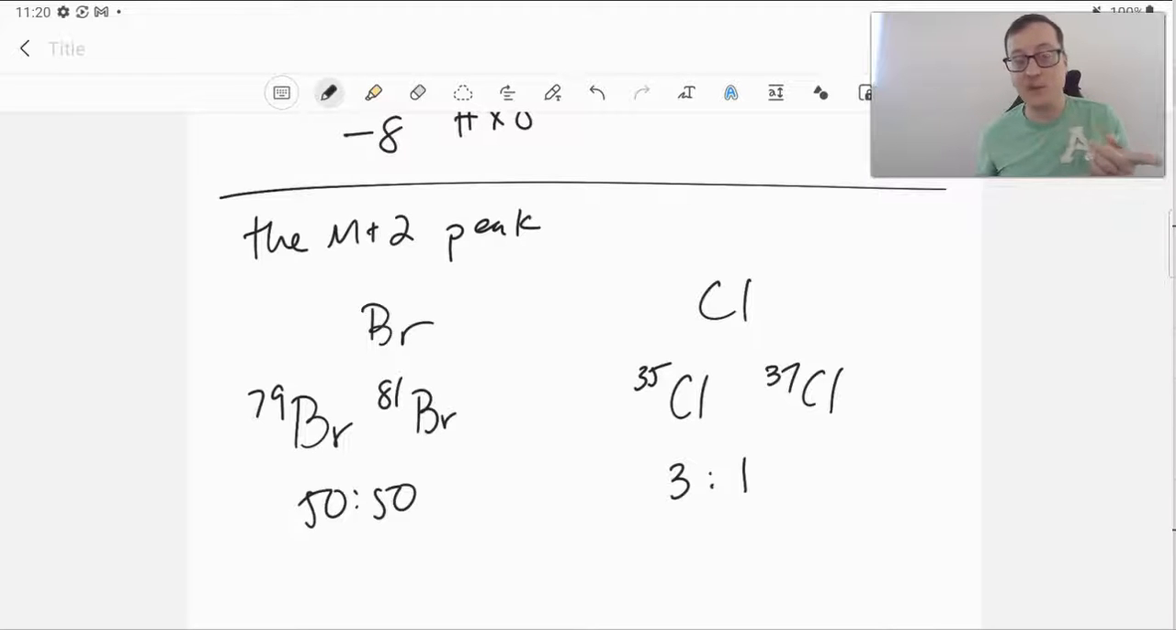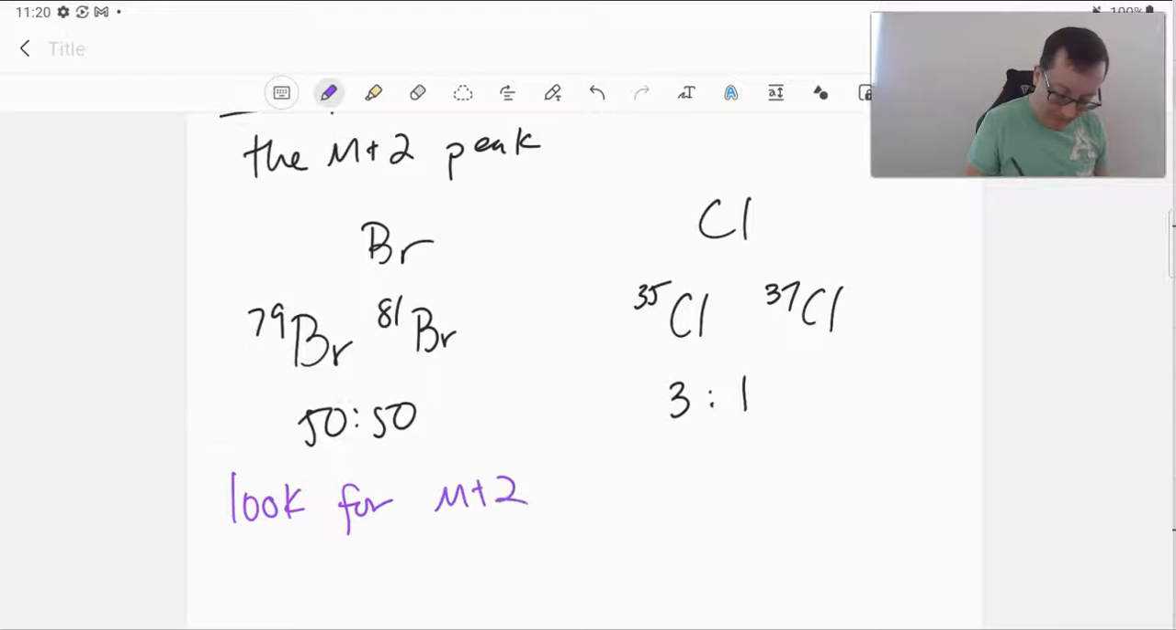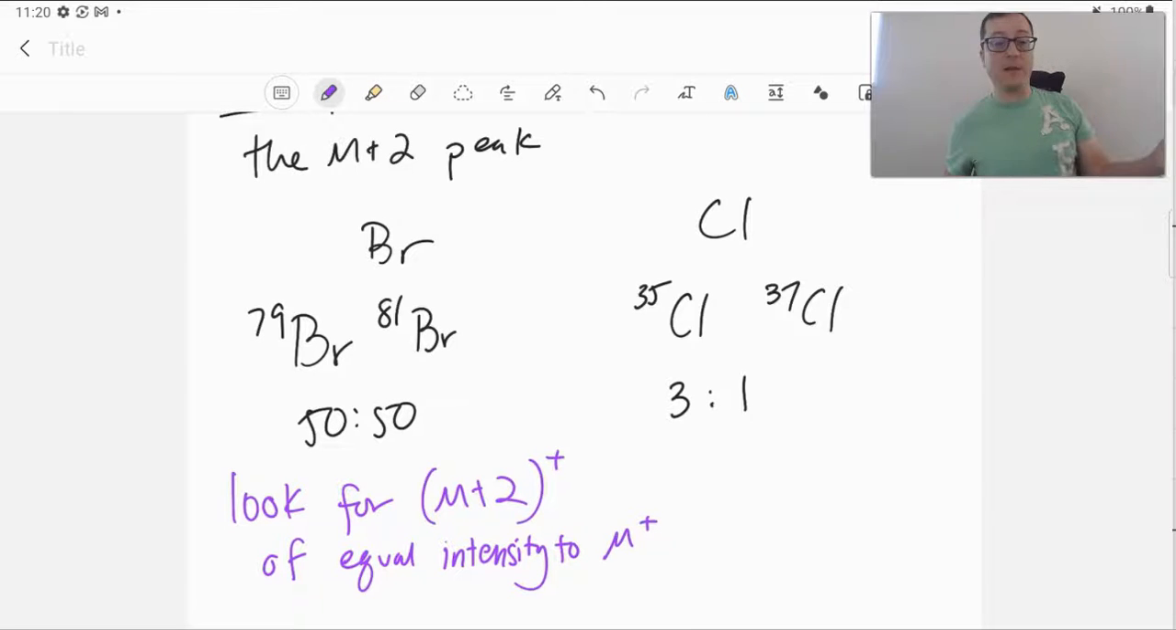So, a mass spectrum of a compound containing bromine should have an m+2 peak that is almost the same as your molecular ion, because you have an equal chance of getting either the heavier bromine atom or the lighter bromine atom. And so, for bromine, we're going to look for peaks of equal intensity. So your m+2 peak should be about equal to your molecular ion peak. For chlorine, you're looking at one that is significantly smaller, but still definitely there.